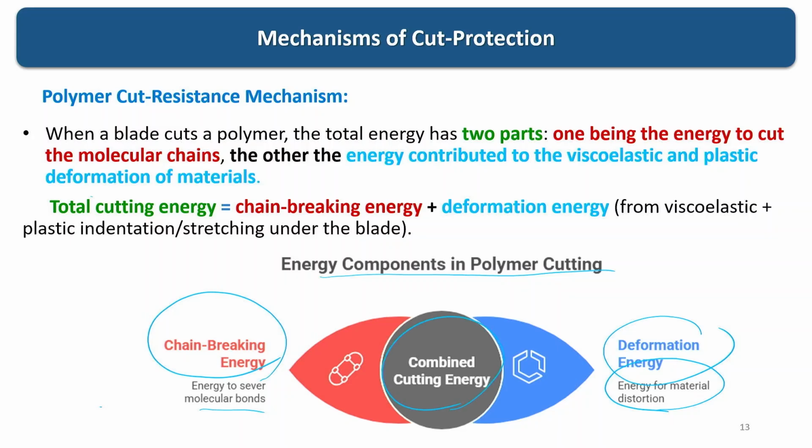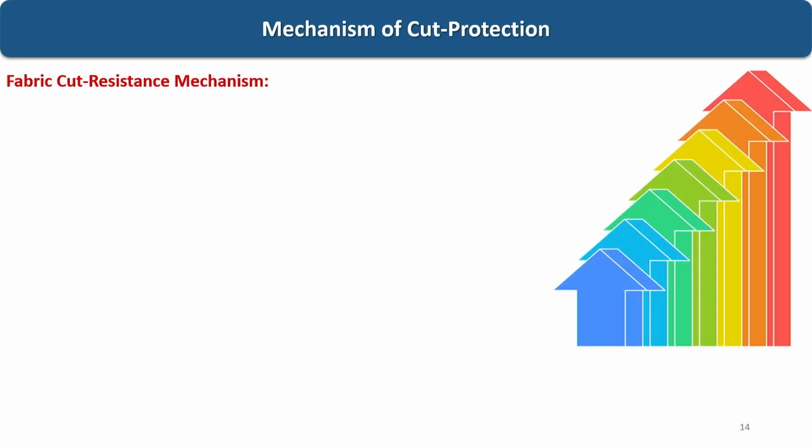So, when we try to cut a material, a polymer or fiber, first one part will go to the chain breaking, another two parts of the energy will go for the deformation. This is the polymer cut resistance. Next is the fabric cut resistance property. Fabric cut resistance includes the yarn or fiber, individual fiber. We have already discussed the deformation.